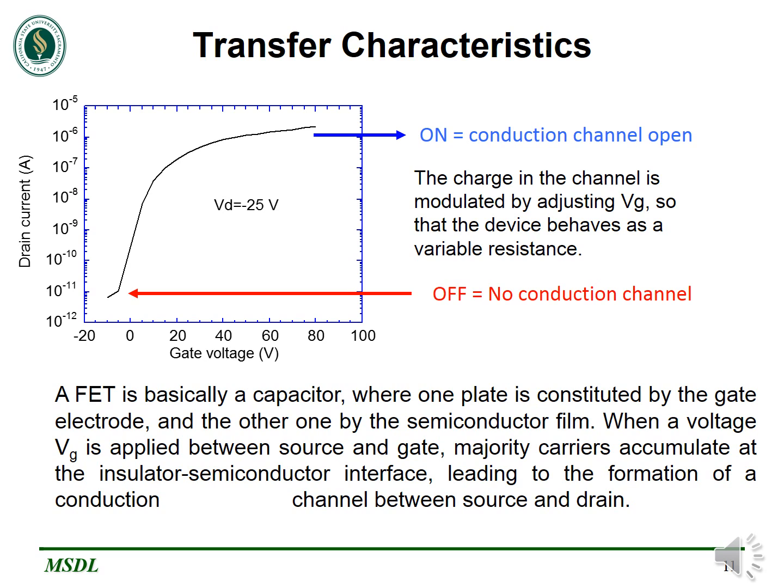An OFET is basically a capacitor, where one plate is contributed by the gate electrode and the other one by the semiconductor film. When a voltage Vg is applied between source and gate, majority carriers accumulate at the insulator semiconductor interface, leading to the formation of a conduction channel between source and drain.